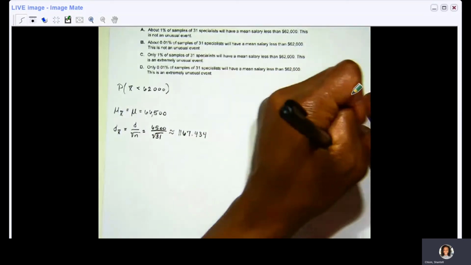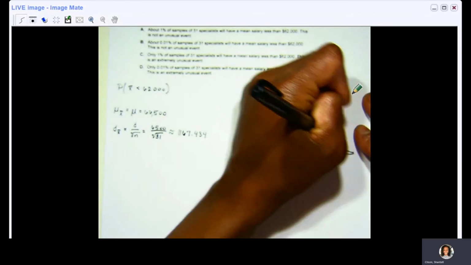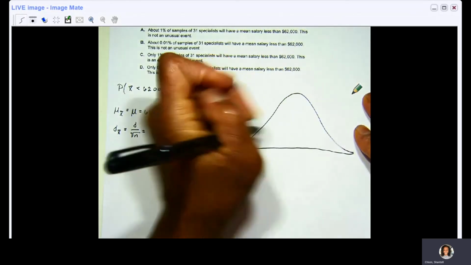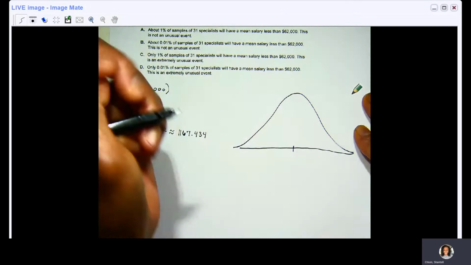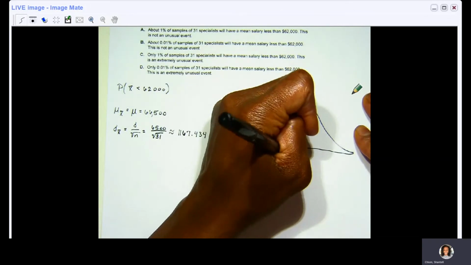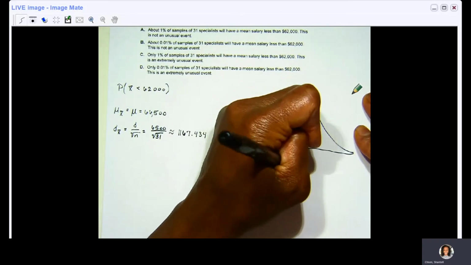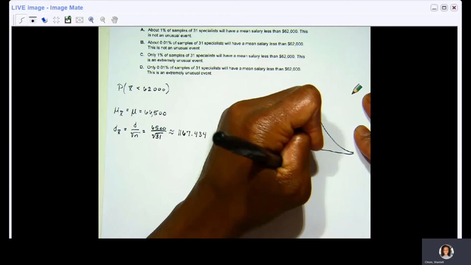Okay, let's draw a picture so we can get our bounds. So here's our mean, which is 66.5.